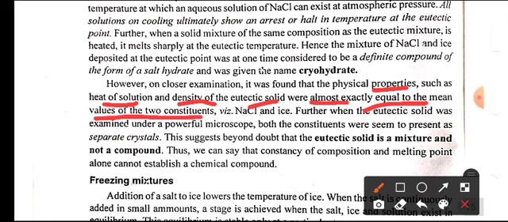Thus, we can say that constancy of composition and melting point alone cannot establish a chemical compound. So, this known truth, that the eutectic solid is a mixture and not a compound, gives the information that constancy of composition and melting point alone cannot establish a chemical compound.